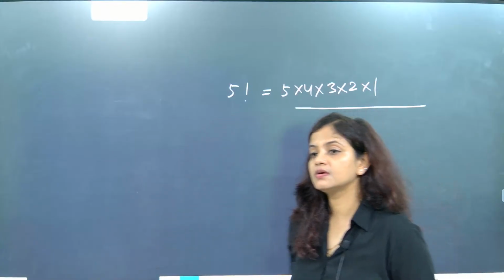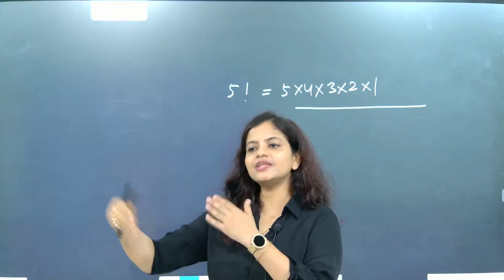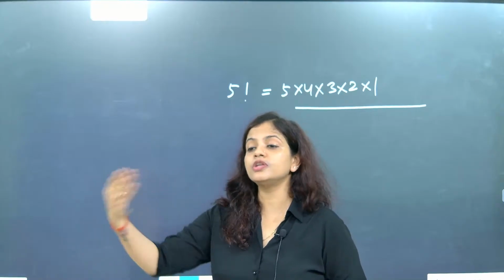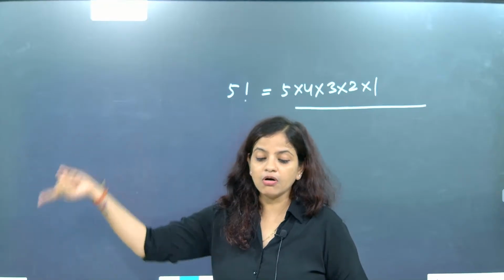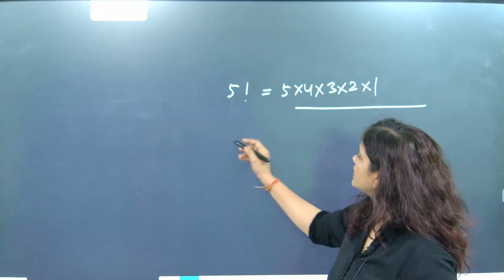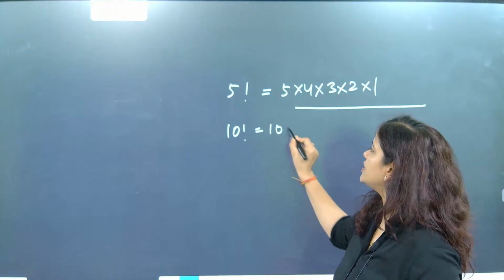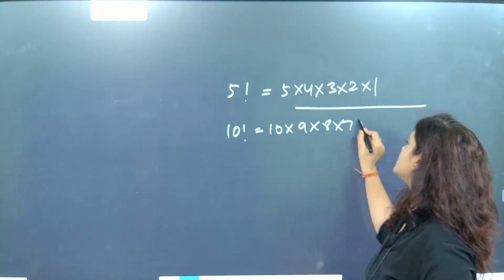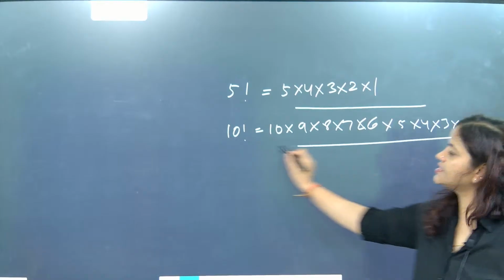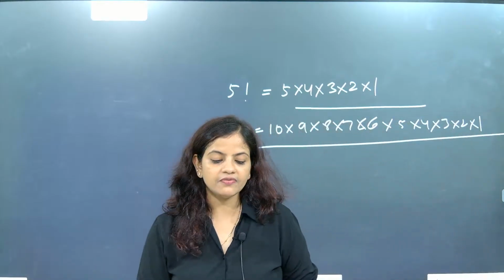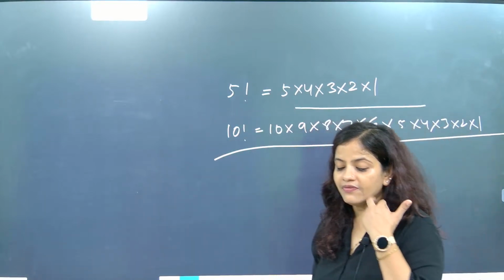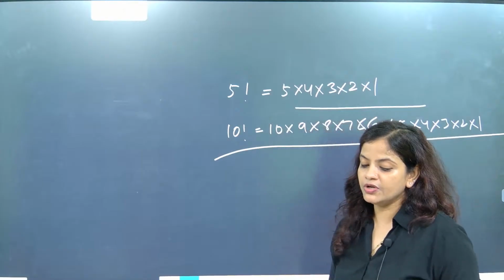So now look here. Continued means one after the other, successive numbers. Usually you go 2, 3, 4, 5, 6, 7, but in factorial you go in reverse. So if somebody gives you 10 factorial, how are you going to proceed? 10 into 9 into 8 into 7 into 6 into 5 into 4 into 3 into 2 into 1. This is exactly called 10 factorial. I hope you might have understood. So 5 factorial, 10 factorial, 11 factorial, you need to solve like that.